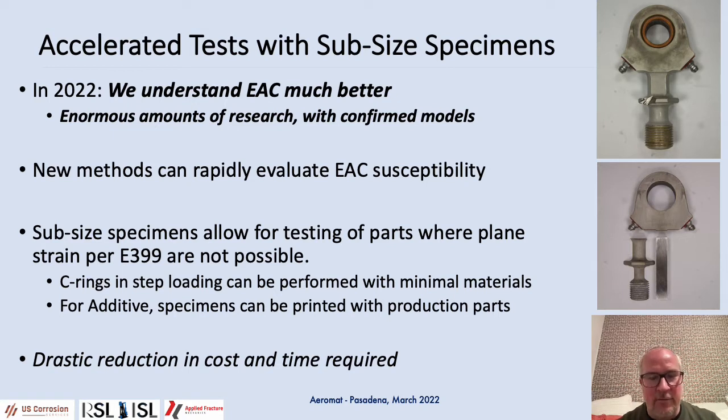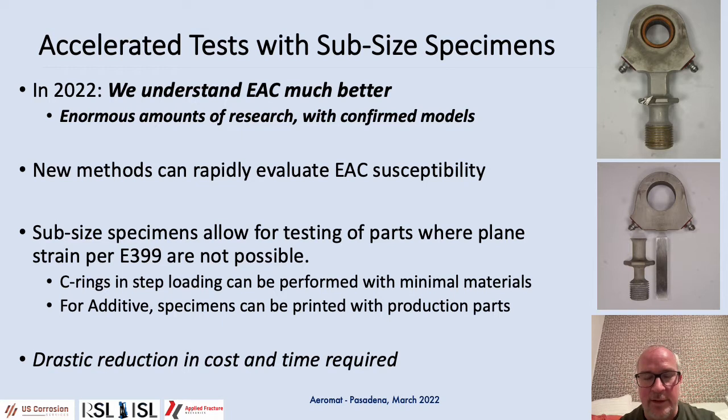And one advantage of sub-size specimens specifically is that it allows for testing of parts where otherwise you wouldn't be able to remove something like a CTOD sample, or where other samples are not feasible to be taken out of. So for example, C-rings can also be used in the step loading method, and that can be pulled from a fairly small amount of material from a component.